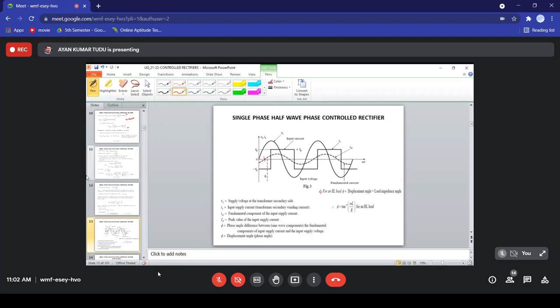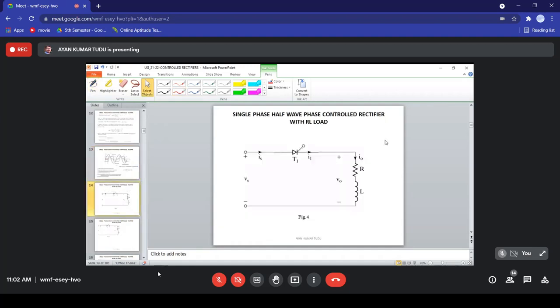So next, we talked about a single phase half wave rectifier with a resistive load. Now let us talk about a single phase half wave rectifier with an RL load. This is the typical picture for a single phase half wave phase control rectifier with RL load. The thyristor T1 is forward biased during the positive half cycle of the input supply.